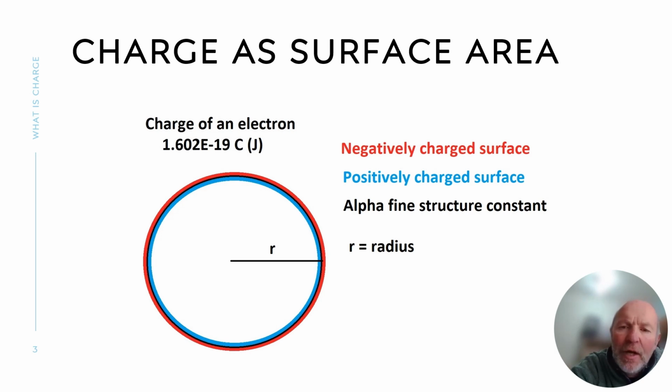We'll get into it a little bit later, but the alpha fine structure constant is a dimensionless number, and it turns up in a number of different places, so it has a useful role to play in how the universe operates, and I'll explore and provide details of that in a later one. But let's just focus here on surface area and the charge of the electron.